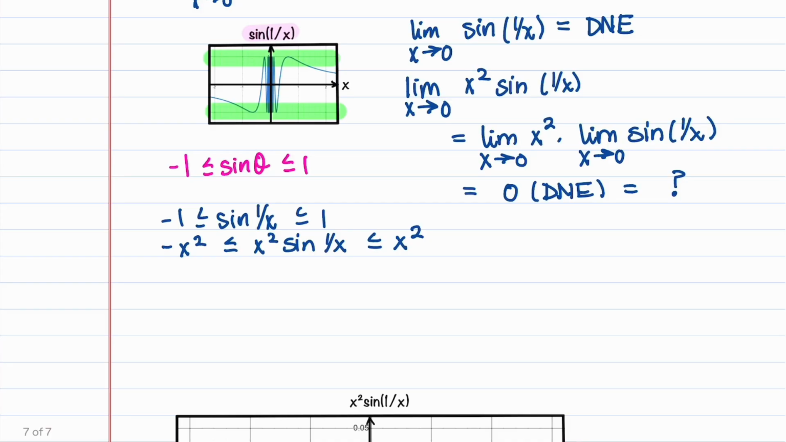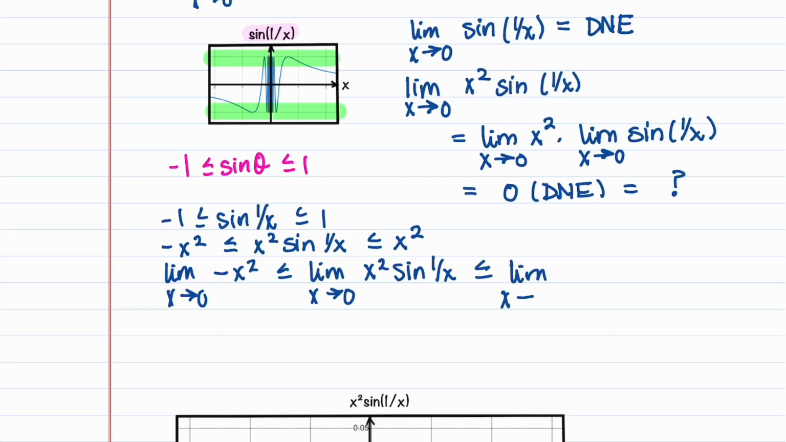Now let's apply the limit to all three pieces. We have the limit as x goes to 0 of minus x squared less than or equal to the limit as x goes to 0 of x squared sine 1 over x less than or equal to the limit as x goes to 0 of x squared. This is the limit that we want to evaluate. So what we're going to do is evaluate both of the ends.